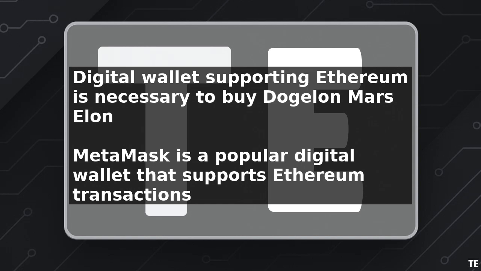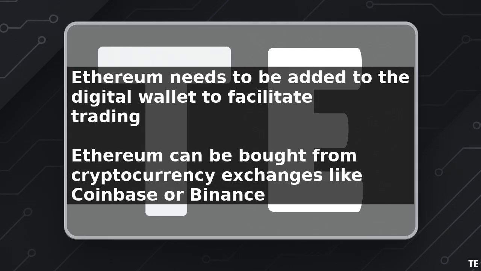After funding your wallet, go to the Uniswap website and click on the Connect Wallet button in the top right corner. Select your wallet provider from the list and follow the prompts to connect it to Uniswap. With your wallet connected, you can now navigate to the Swap section of the Uniswap website.